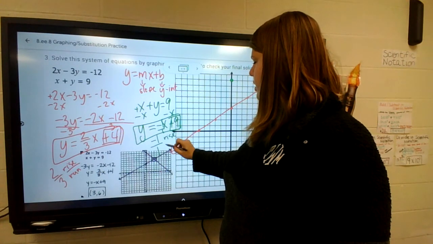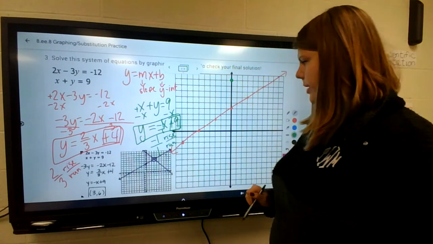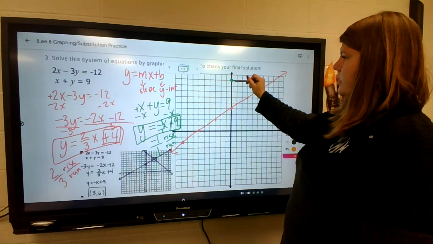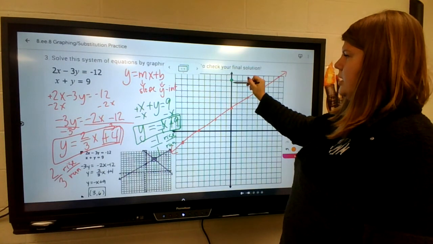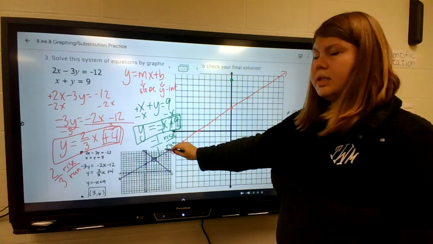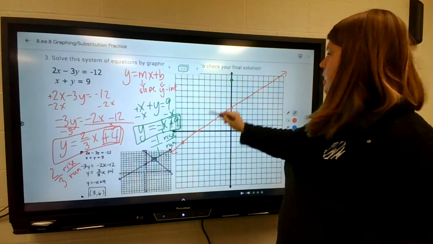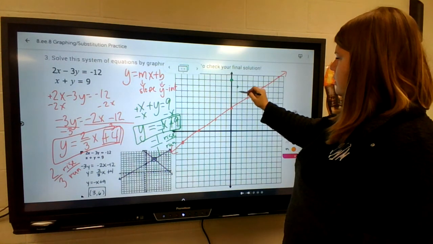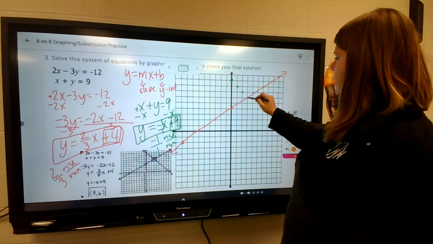And I need to think about rise over run. Okay, so my rise from this starting point is going to be down 1 because it's negative. So down 1, but my run is positive. Okay, that's a positive 1. So I'm moving to the right 1. Down one to the right one. And I just keep going, down one to the right one.